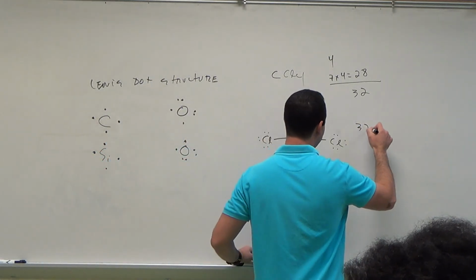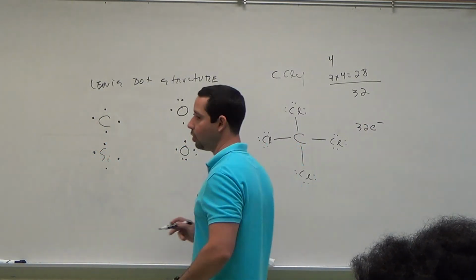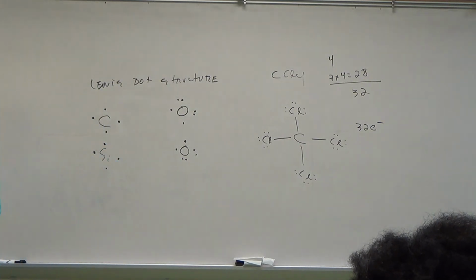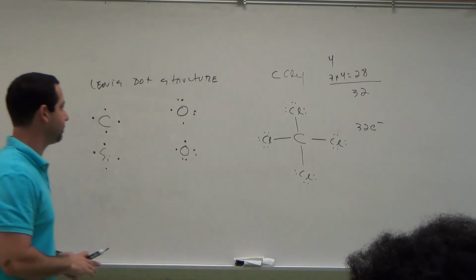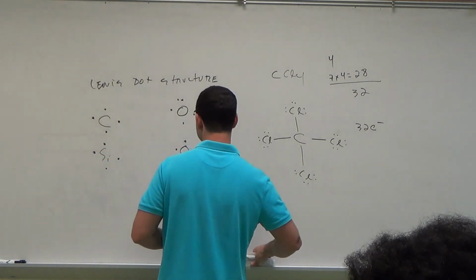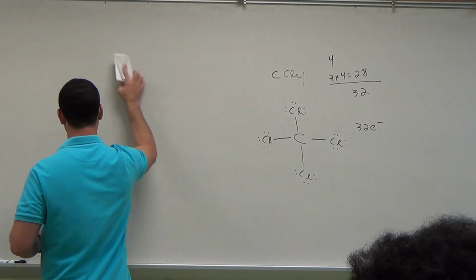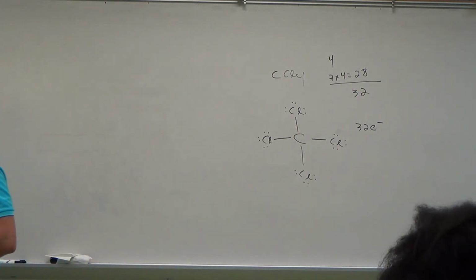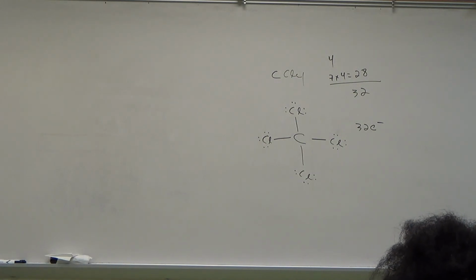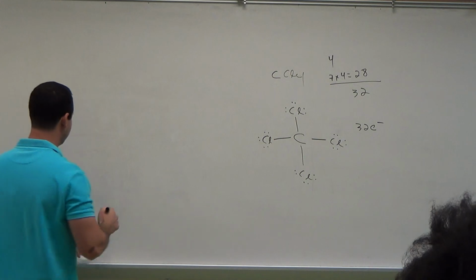So that is the Lewis dot structure, and the bonding electrons are lines. Yes, that is covalent bonds. Okay? Don't worry about that yet. I just want to show you this now.